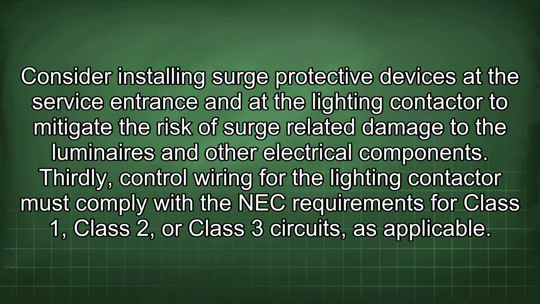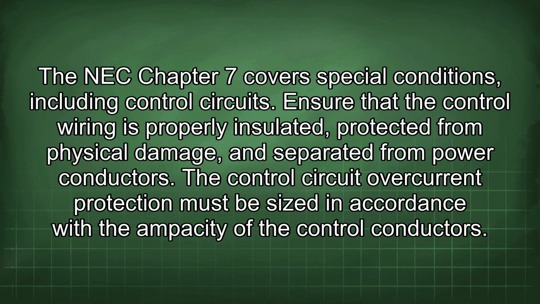Thirdly, control wiring for the lighting contactor must comply with the NEC requirements for Class 1, Class 2, or Class 3 circuits as applicable. The NEC Chapter 7 covers special conditions, including control circuits. Ensure that the control wiring is properly insulated, protected from physical damage, and separated from power conductors. The control circuit overcurrent protection must be sized in accordance with the ampacity of the control conductors.